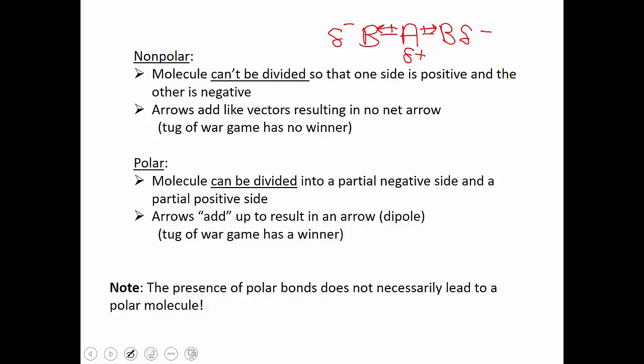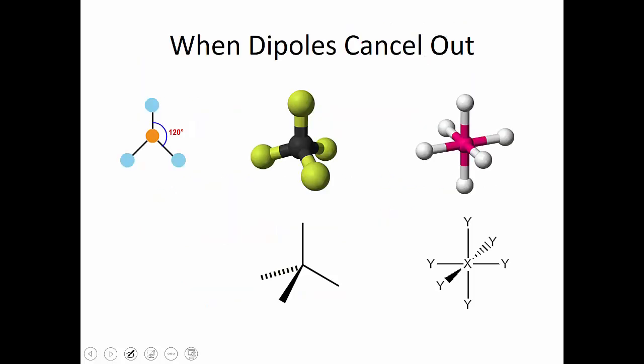Let me show you a couple other ways in which bonds can cancel out. So if we have, like in our leftmost molecule, a trigonal planar molecule, once again we have a central atom surrounded by terminal atoms that are all the same, and let's say that this terminal atom is more electronegative once again. If we were to draw partial negatives around all of them, and we put our partial positive here near our central atom, we'll see that the partial positive is exactly in between all of the negatives. There's no way to divide out a partial positive from a partial negative.